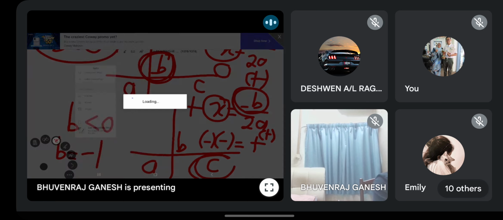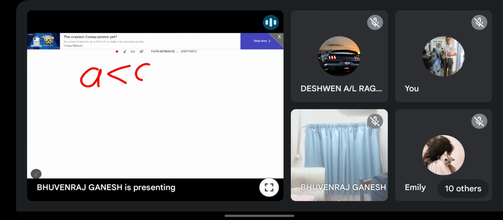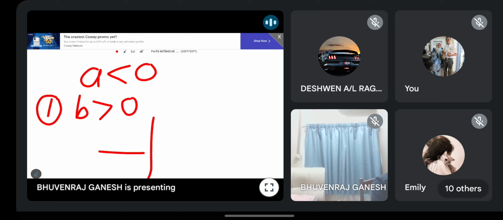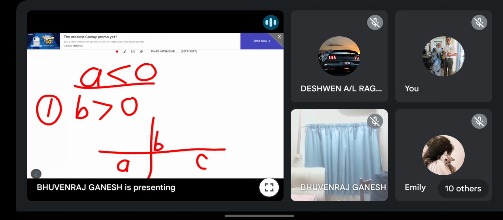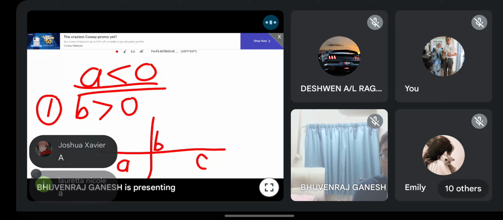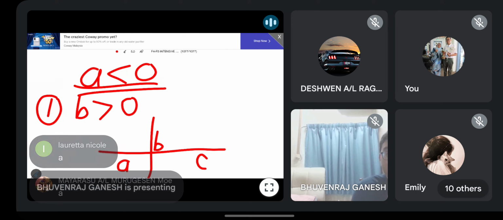If I say that A value now is less than 0, I have the three cases again. So let's say B is greater than 0. Now I ask you all again: where will the axis of symmetry be? A, B, or C? This one you all must think carefully. Remember guys, this is the condition I said.